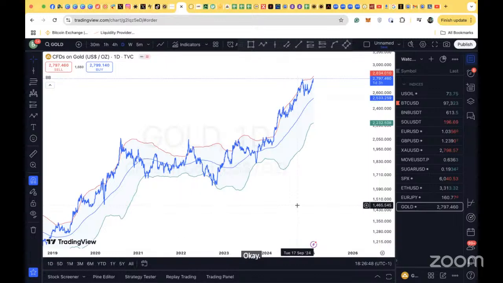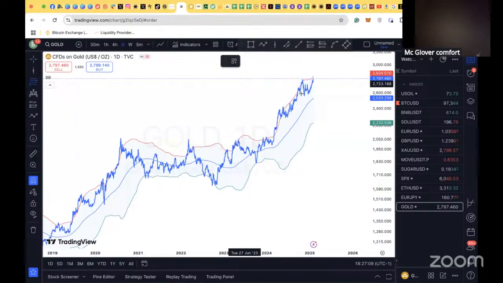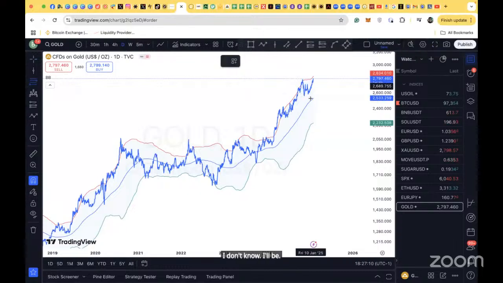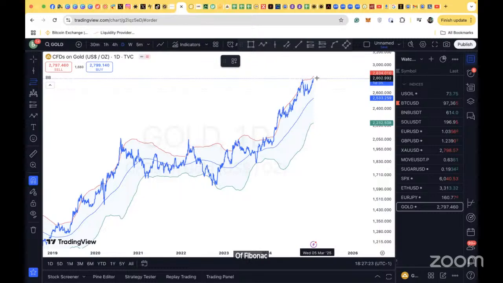Now, if you check the Bollinger Band, you can see that there are three lines. One is the upper line, the middle line, and the last line. So what you now do for me is I need Fibonacci. Let your Fibonacci touch the last line, and you drag it from the red line down to the last line, please. Your Fibonacci. Yeah.